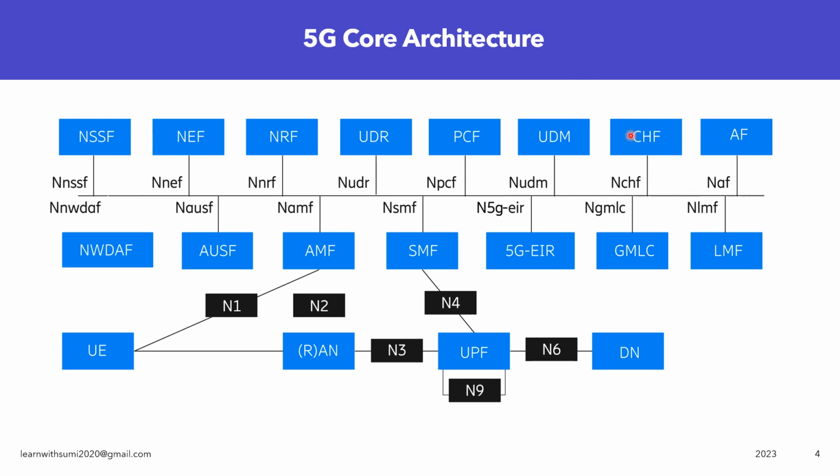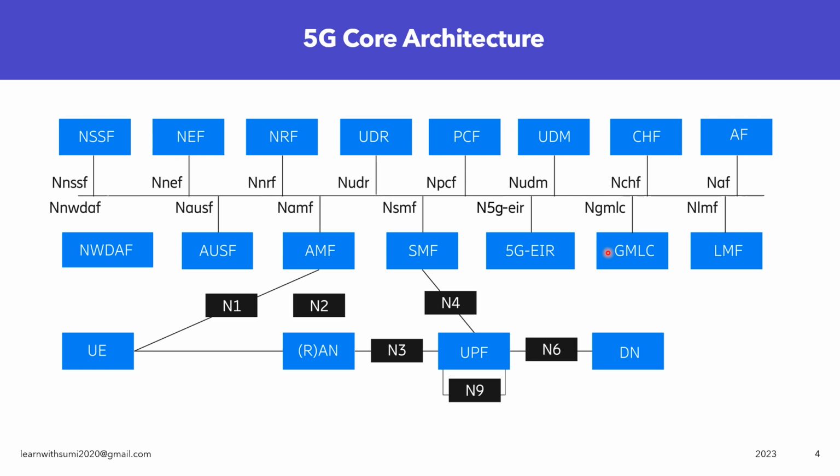We have the charging function that collects all network and service usage data. The 5G charging function enables payments, understands how much a user should be charged for services consumed, and allows CSPs to create new services and offers and roll these out quickly and efficiently to consumers.